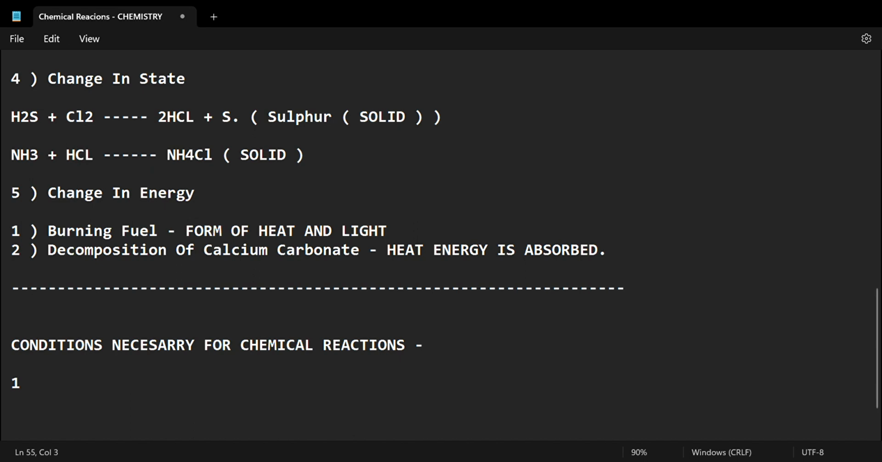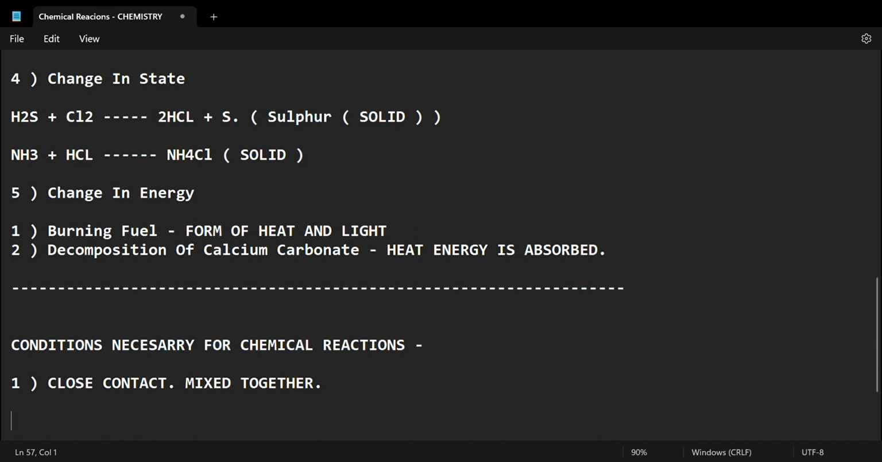Number 1, it is close contact. For a chemical reaction to occur, there should be close contact. A chemical reaction takes place when two or more substances are mixed together. That means when they directly come in contact with each other.